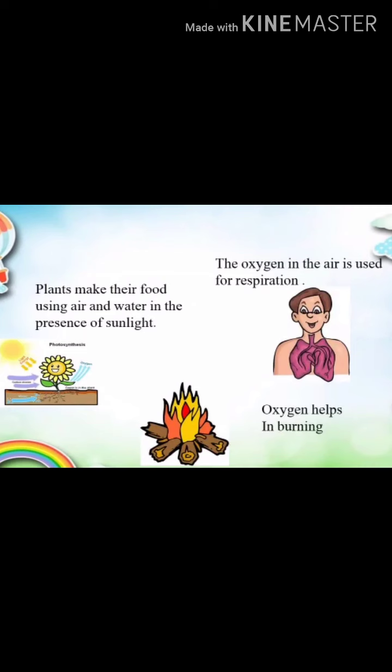For example, plants make their food using air and water in the presence of sunlight. The oxygen in the air is used for respiration. Oxygen helps in burning, right? We use air for different purposes.